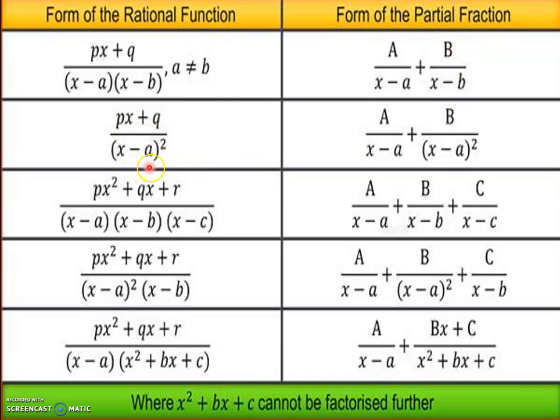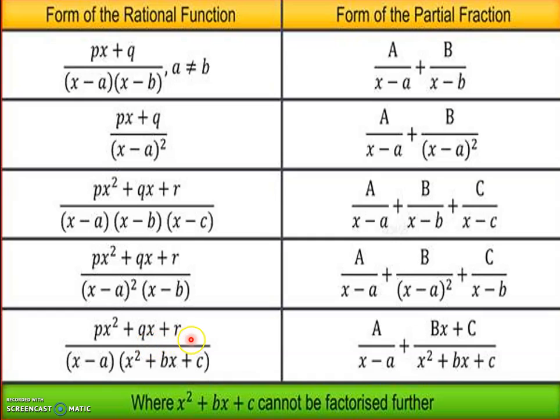(px + q) upon (x - a) whole square equals A upon x minus a plus B upon (x - a) whole square. (px² + qx + r) upon (x - a)(x - b)(x - c) equals A upon x minus a plus B upon x minus b plus C upon x minus c. (px² + qx + r) upon (x - a) whole square into (x - b) equals A upon x minus a plus B upon (x - a) whole square plus C upon x minus b.